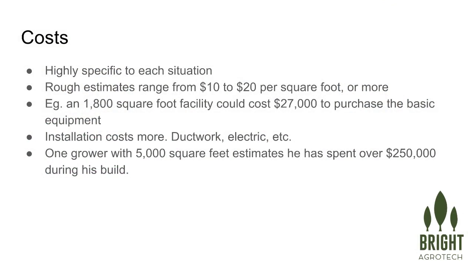Good. So here's a baseline number that we have. Estimates for HVAC can run you $10 to $20 per square foot just to purchase the equipment. So for example, we talked about an 1,800 square foot facility in our previous session. You're looking at $27,000 to purchase the equipment for that system, not including installation and labor.